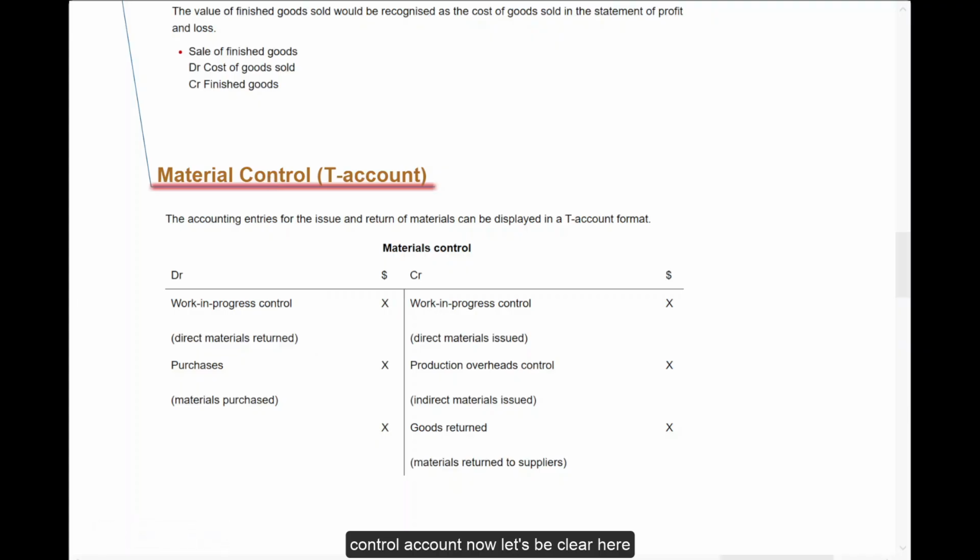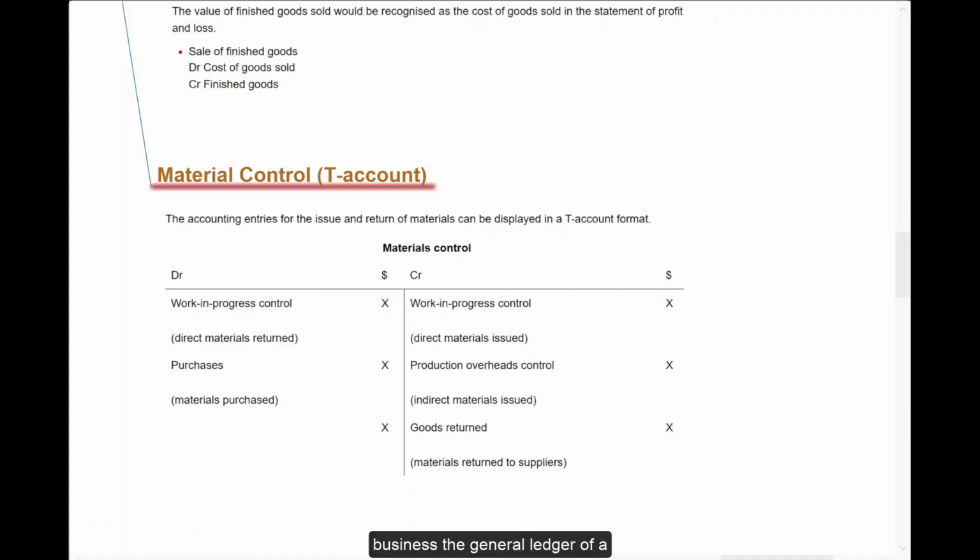Now, let's be clear here. We've talked about bookkeeping. We've talked about double entry. We talked about debits and credits. This material control account is inextricably linked to, let's say, a manufacturing or production business. Now, in terms of what we're seeing here, if you're not familiar with double entry, we're seeing what we refer to as a T account. In other words, an account within the general ledger of a business.